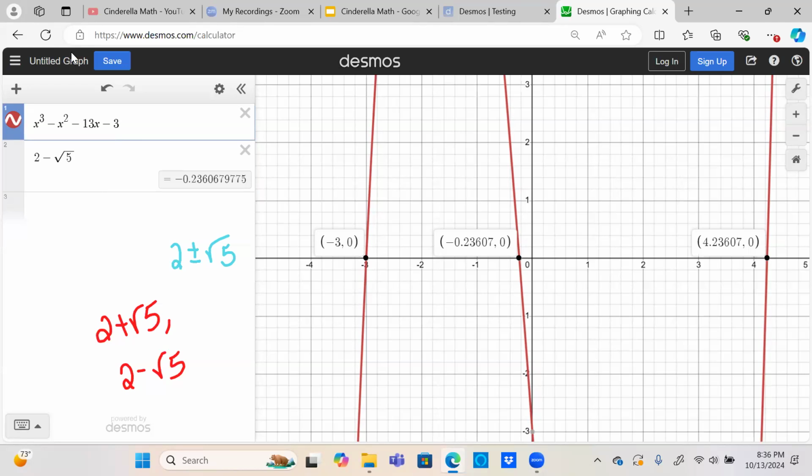All right, I hope this was helpful on solving third degree or cubic polynomials given one answer. It is possible to do it when they don't give you that first answer. It's just harder. So I'll save that for another day.